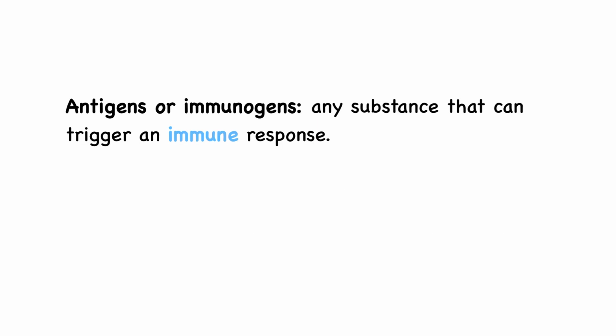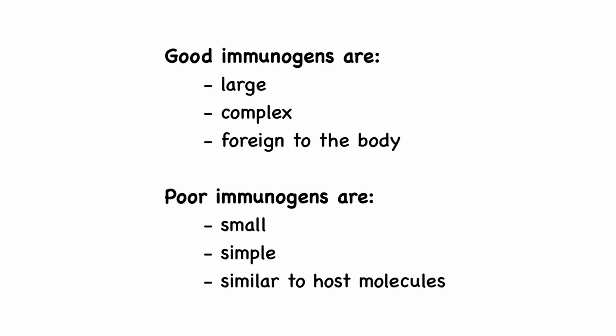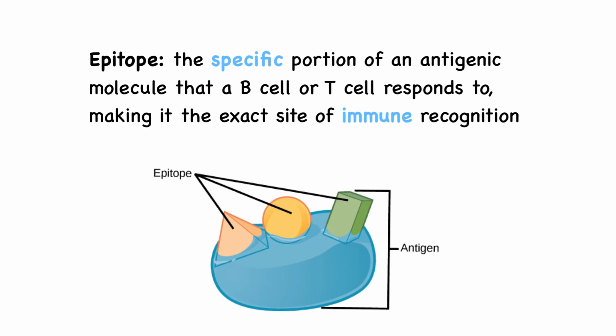An antigen or immunogen is any substance that can trigger an immune response. Good immunogens are large, complex, foreign to the body, while poor immunogens are small, simple, and similar to host molecules. An epitope is the specific portion of an antigenic molecule that a B or T cell responds to, making it the exact site of immune recognition.